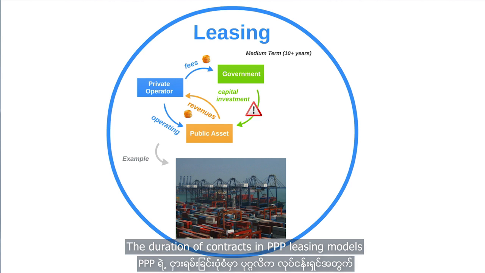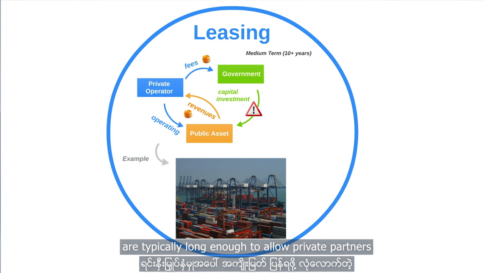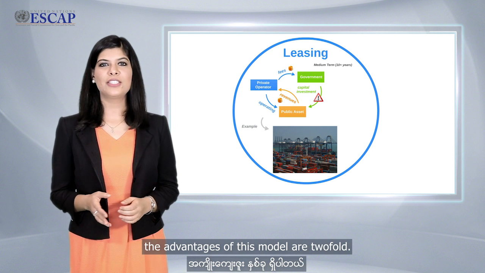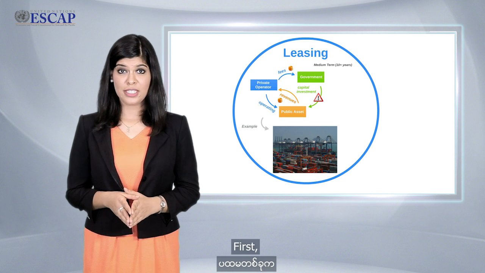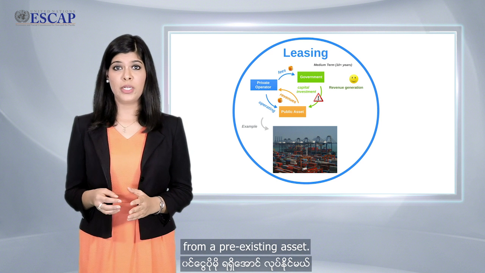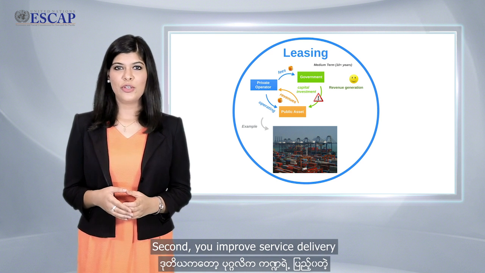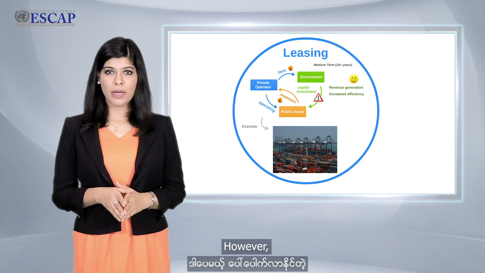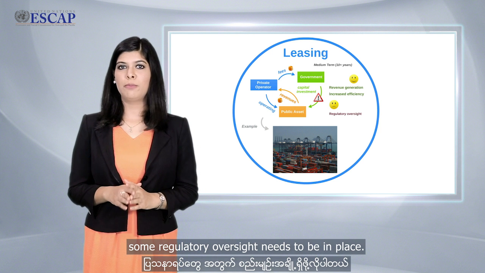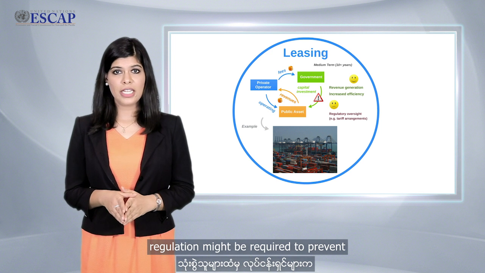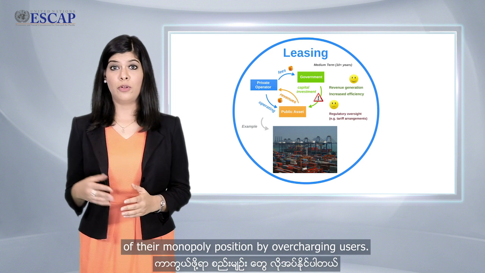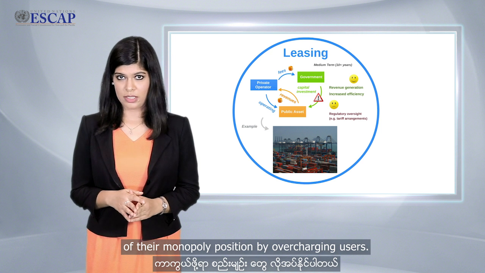The duration of contracts in PPP leasing models are typically long enough to allow private partners to see returns on their operational investments. For the government, the advantages of this model are twofold. First, you generate increased revenue from a pre-existing asset. Second, you improve service delivery through efficiency gains brought by the private partners. However, some regulatory oversight needs to be put in place. For example, regulation might be required to prevent private operators from taking advantage of their monopoly position by overcharging users.